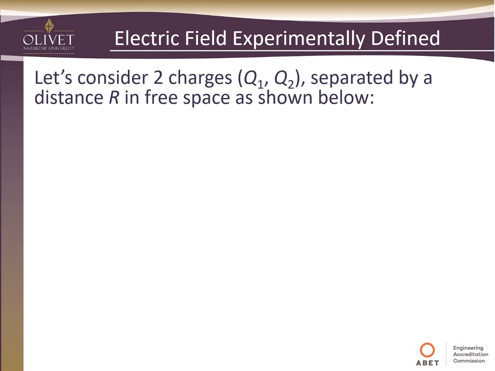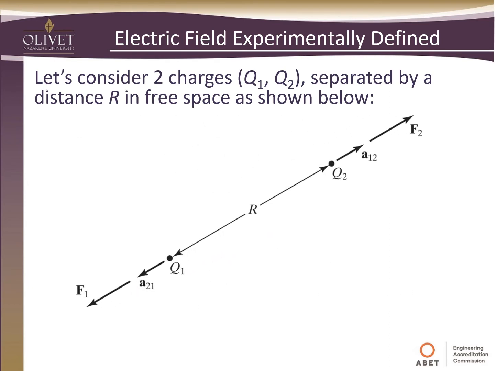So let's start to look at this then. Let's consider two charges, Q1 and Q2, separated by a distance r in free space. If we look at a depiction of this, here's charge 1, here's charge 2, and the distance between them is r. This is like that string tied between them, so we define these unit vectors a12 and a21. They're both in line with that string, just one's going in one direction and one's the other. We'll see that the forces will line up with that same direction in just a second.